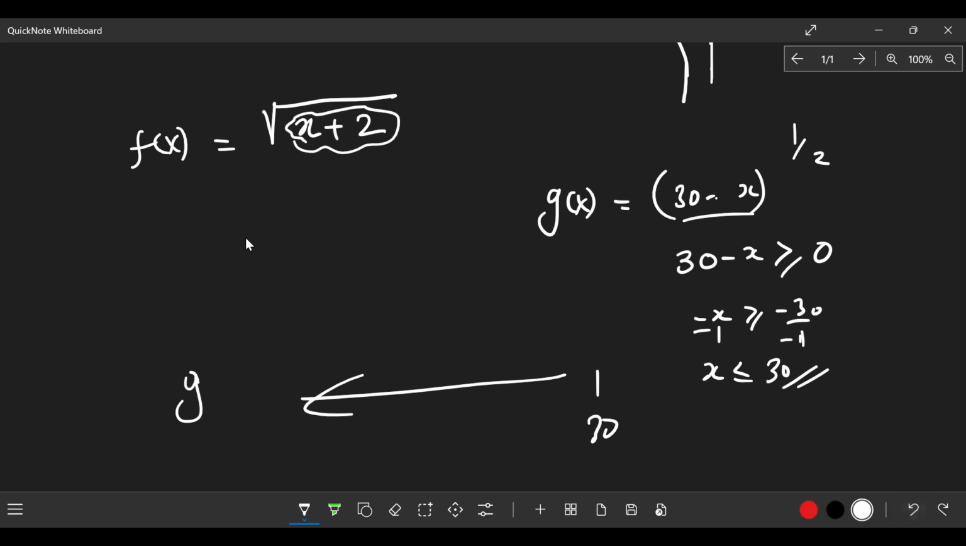If this one was 1 over 2 as a power, that would apply. Now, since we have 1 over 3, it's continuous everywhere. It doesn't matter which value of x you put there, it's always continuous. So that's the meaning of continuity.